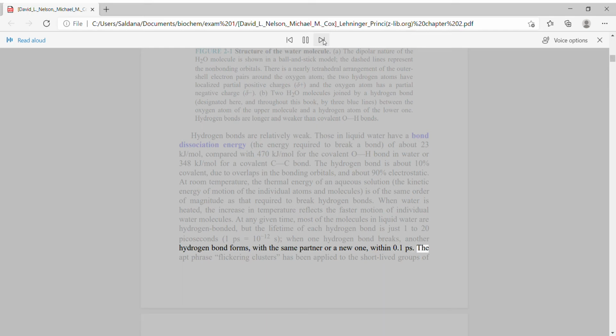The apt phrase "flickering clusters" has been applied to the short-lived groups of water molecules interlinked by hydrogen bonds in liquid water.